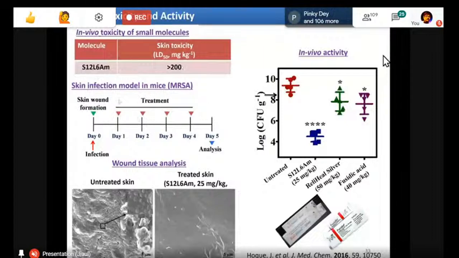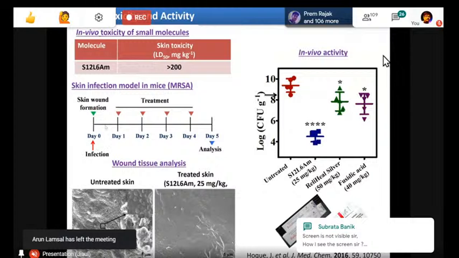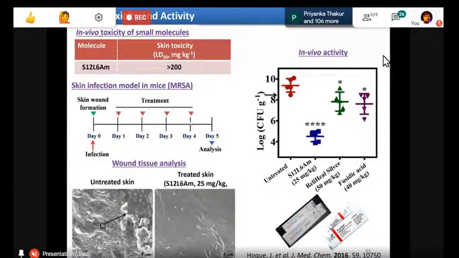Next, we tested the skin infection model. What we did is we took mice and shaved the hair, and then we infected them with MRSA, which is methicillin-resistant Staphylococcus aureus, which in fact causes skin infection very often. And then after 24 hours of skin infection, we started giving treatment with our compound. And at day 5, we took out the skin and looked under scanning electron microscopy, and at the same time, we determined the bacterial count.